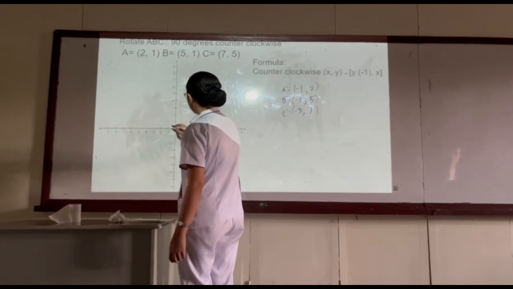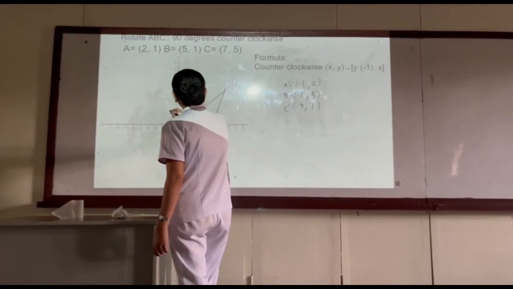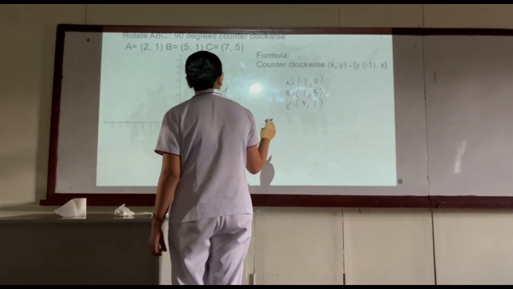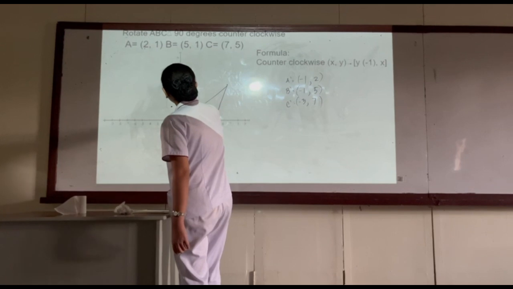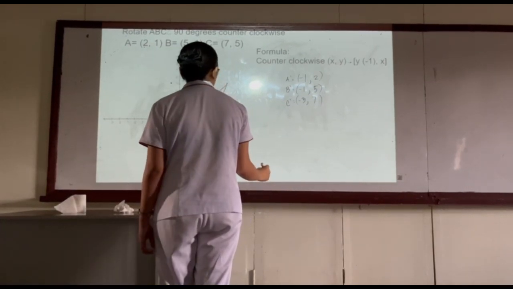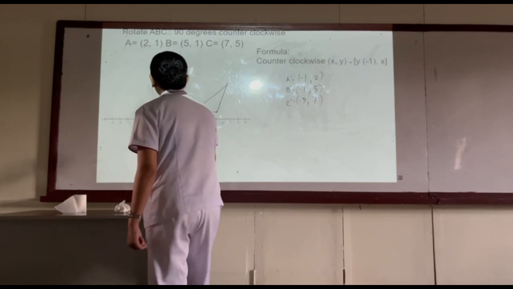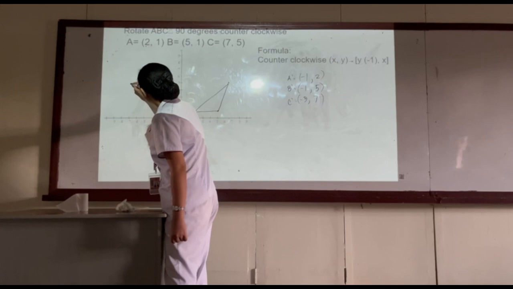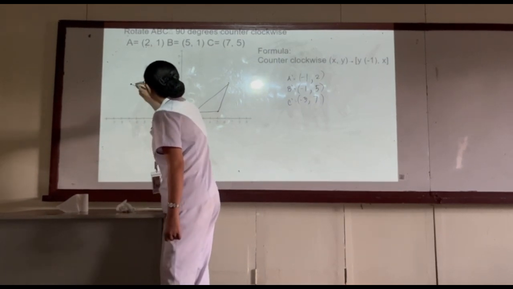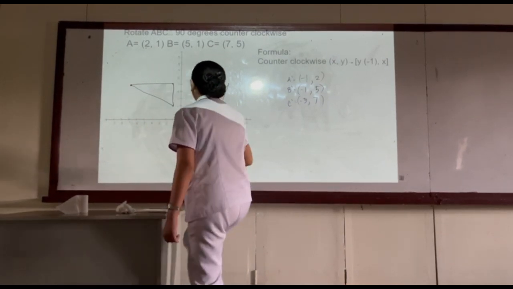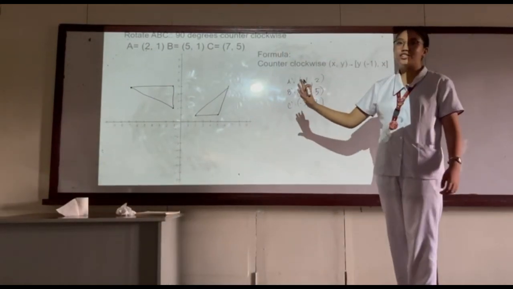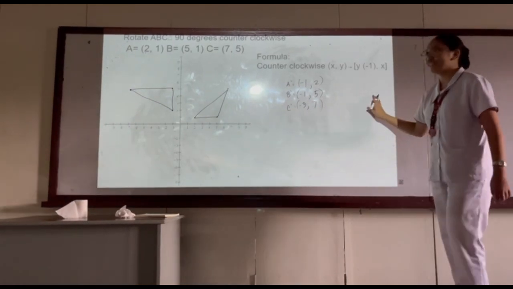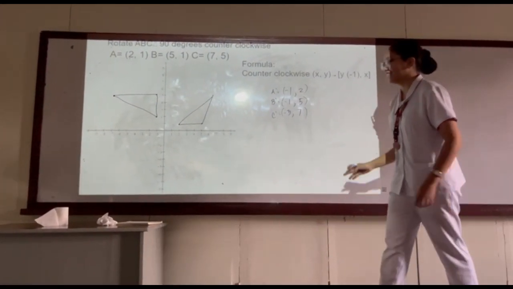X is equal to 1, 2, 1, negative 1, and 5, negative 5. So as you can see, our image rotated counterclockwise. So that's it for the examples of rotation.